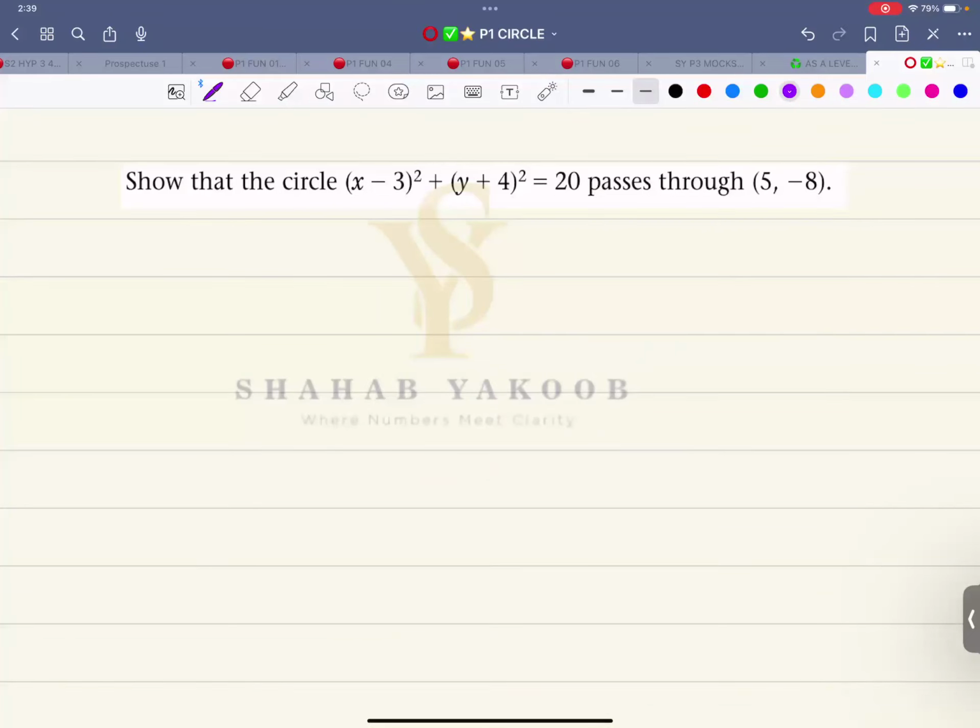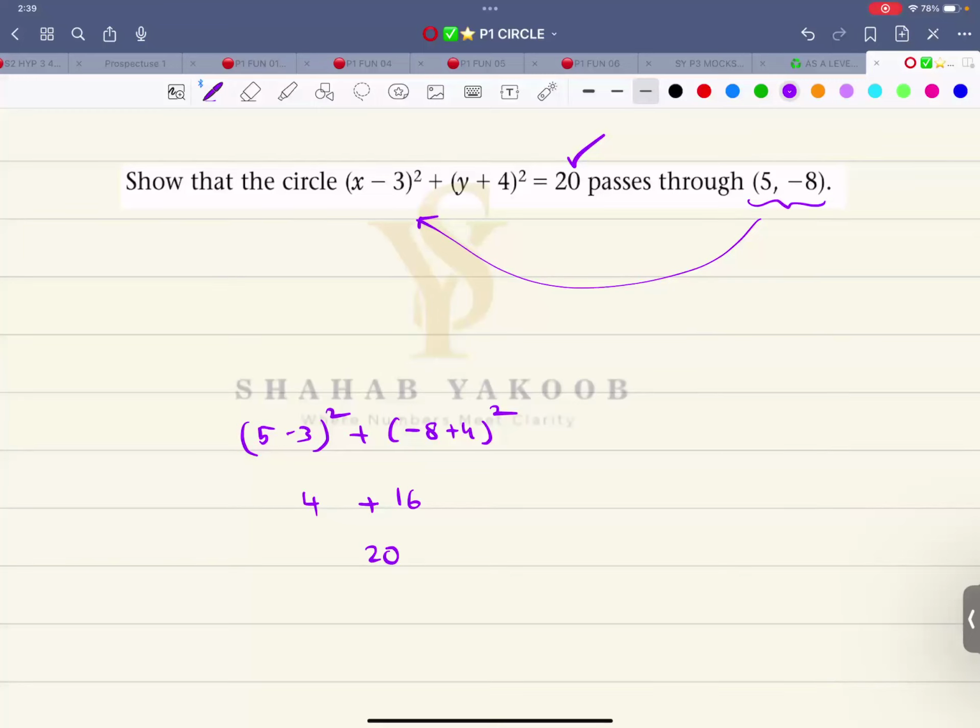Show that the circle passes through 5 and negative 8. That means this should be plugged in over here. So therefore, 5 minus 3 whole square and negative 8, that is your y value, plus 4 whole square. 5 minus 3 is 2, 2 square is 4. Negative 8 plus 4 is negative 4 whole square, which is 16. This comes out to be 20. Yes, the point is part and parcel of this circle equation.